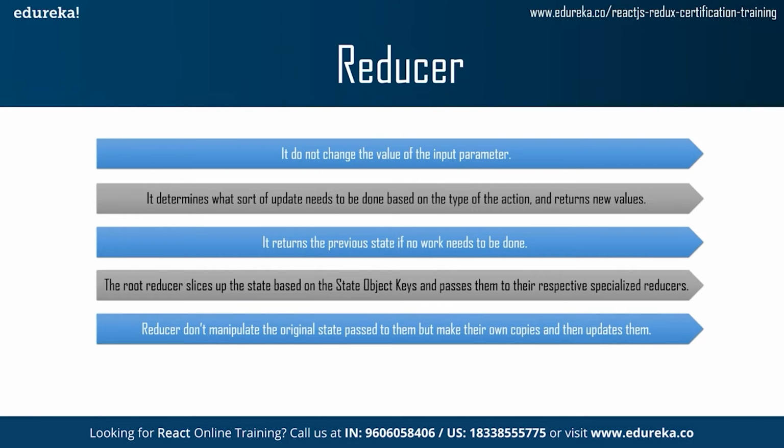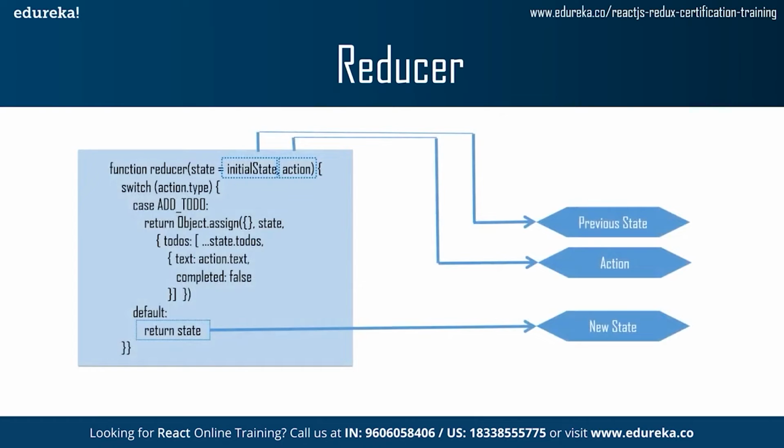Now let's understand the reducers with the help of a simple example. Here we have defined a function reducer with the arguments initial state and action. Then we can use a simple switch on action type. In the case add todo, we are returning the object assigned to state, and then here we have a to-do list. Then in text, we are going to work on the action.text. And then completed should be false. That is what we are going to return, the state itself. So here we are taking help of previous state, action, and new state as part of the reducer component.